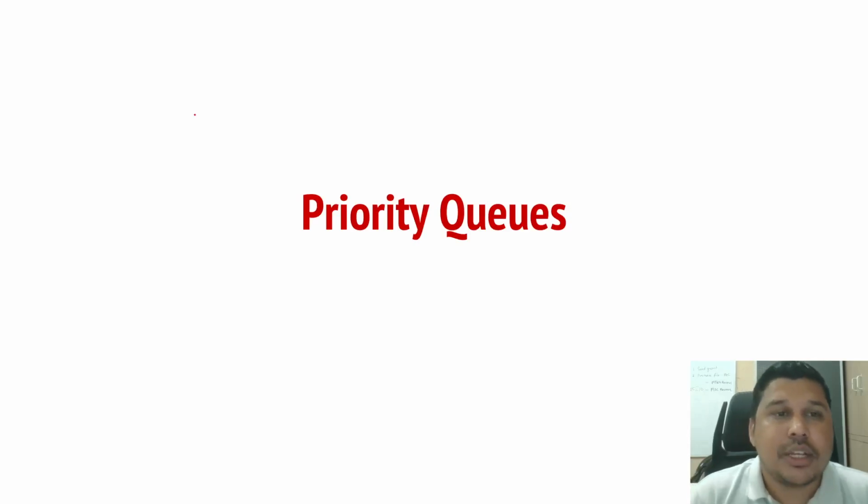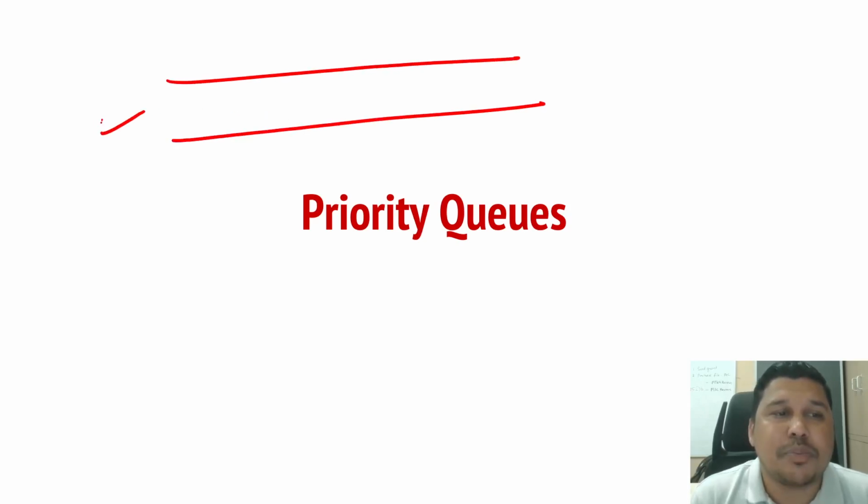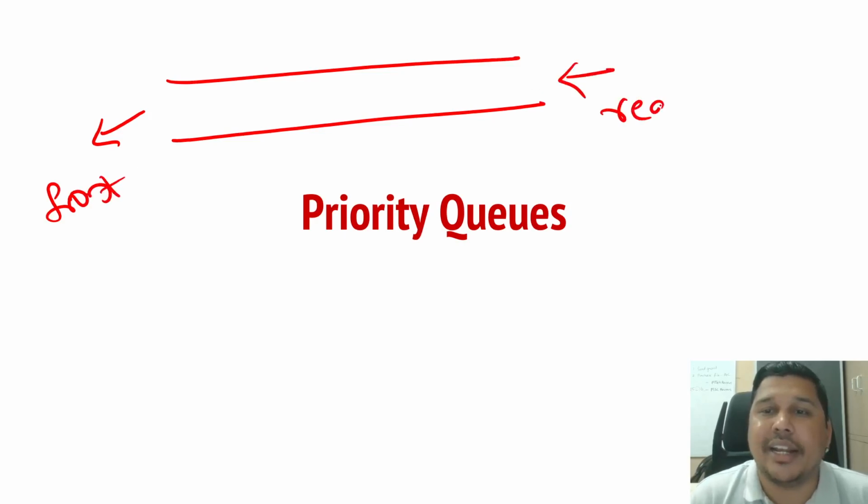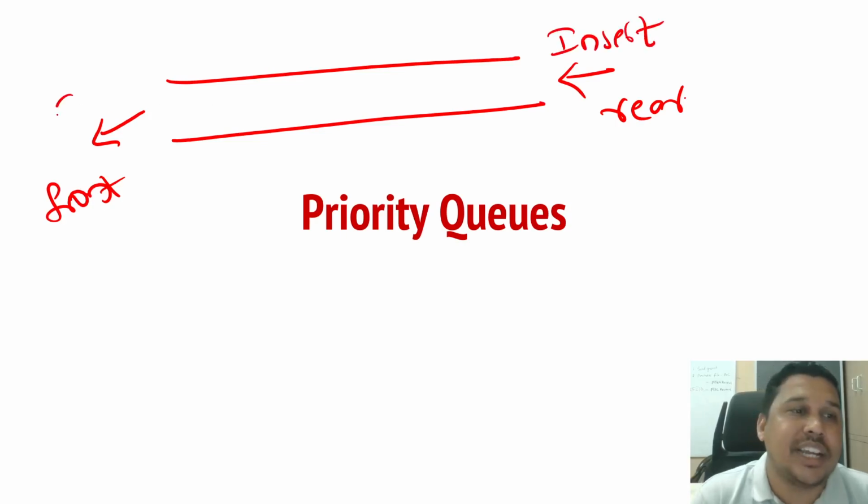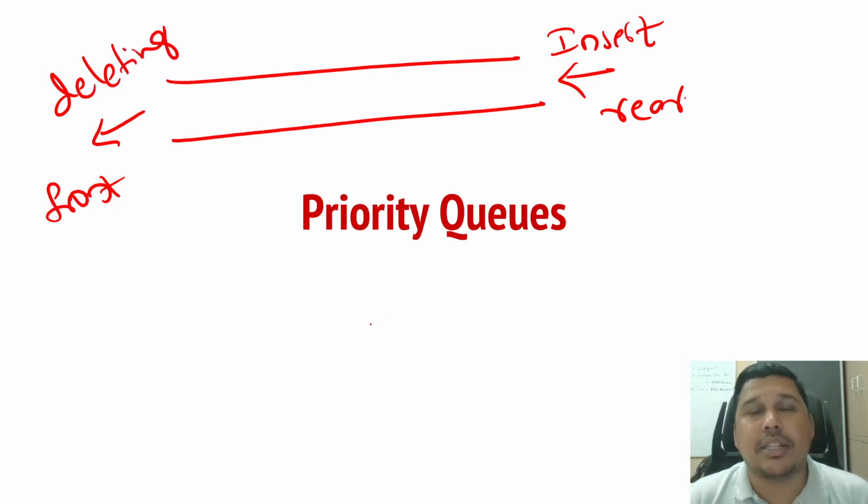Priority queues. In a normal queue, this part is your front and this is your rear end, meaning you insert from the rear and you delete from the front. But in some cases, again, this is a silly example.